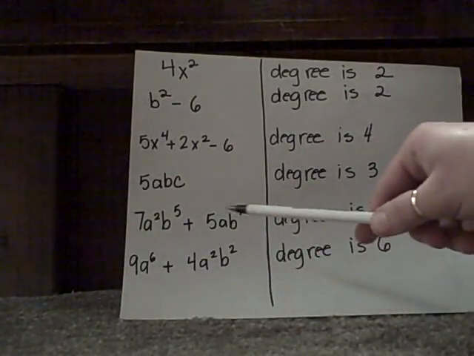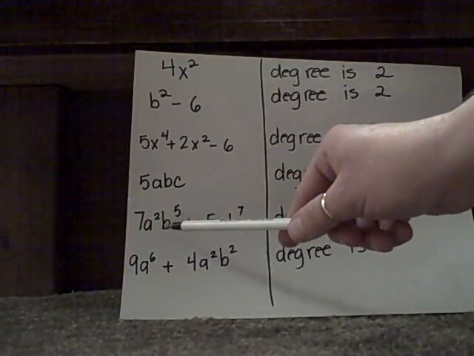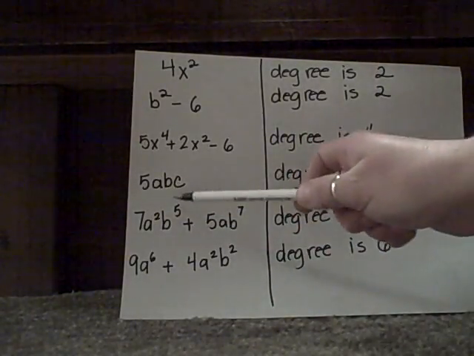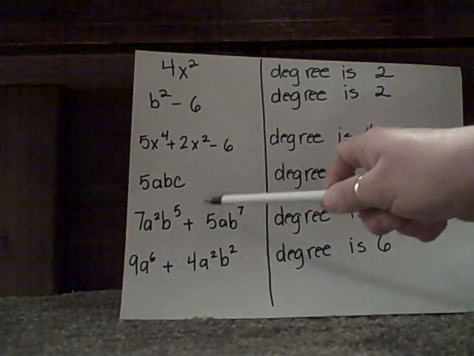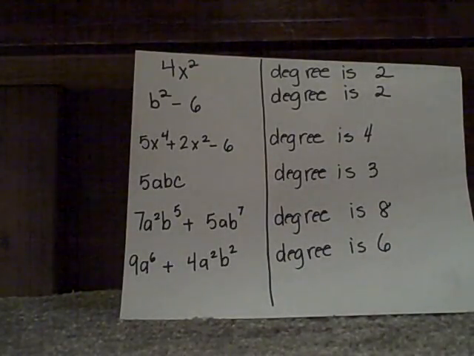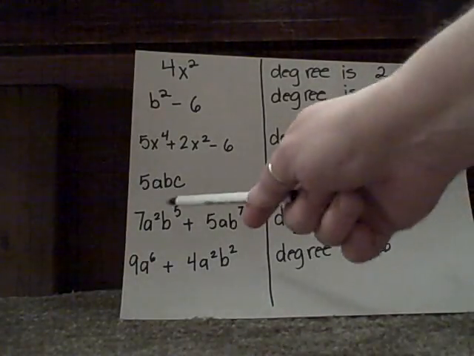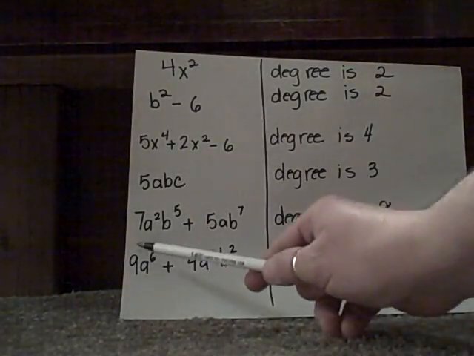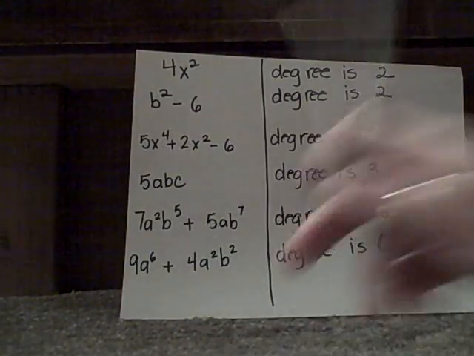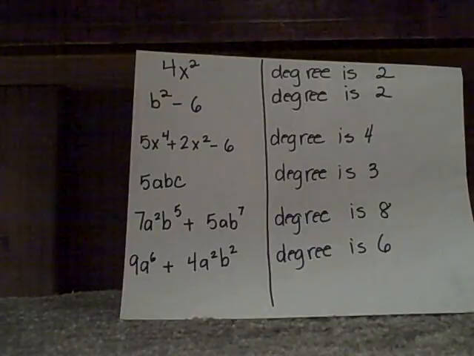Looking at the binomial that I have next, A has an exponent of 2, B has an exponent of 5. The degree of the first term is 7. A has an exponent of 1, B has an exponent of 7, so the degree of the second term is 8. Since 8 is bigger than 7, the degree of the binomial is 8. Looking at the last example, the first term has the degree of 6, the second term has the degree of 4, and since 6 is bigger than 4, the degree of the binomial is 6. Remember, we ignore the numerical part. We do not pay attention to the numbers. We only pay attention to the variables and their exponents.